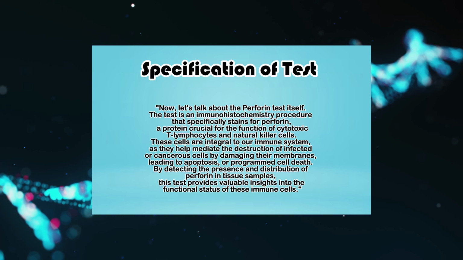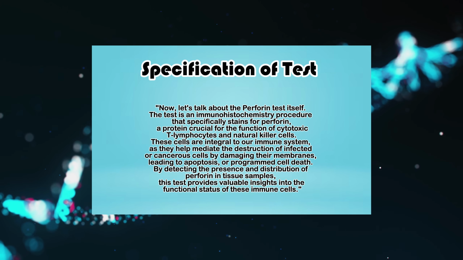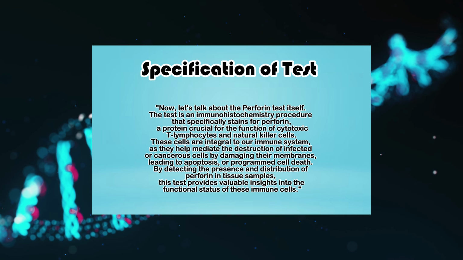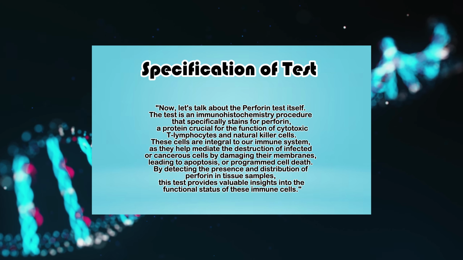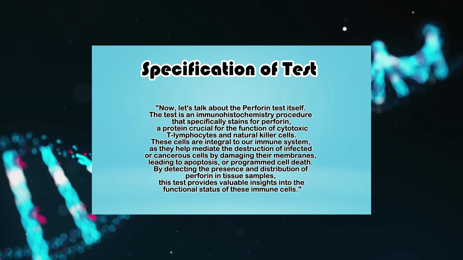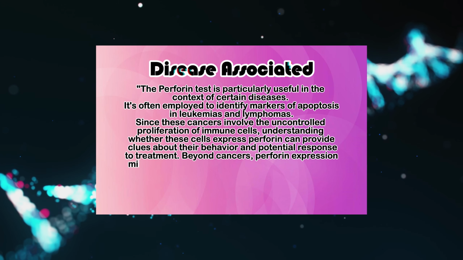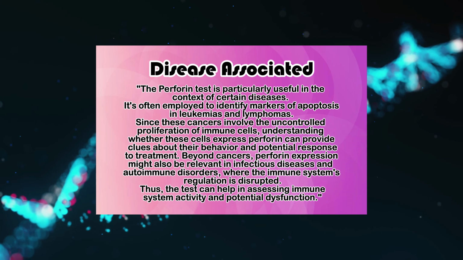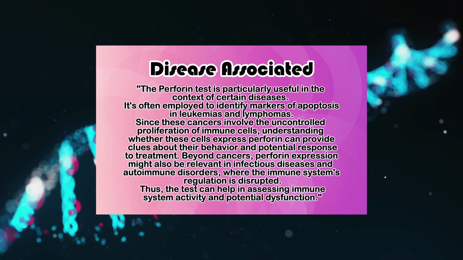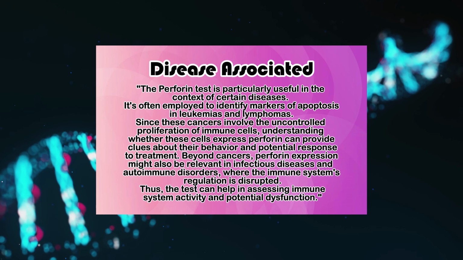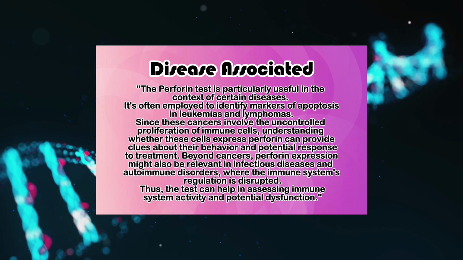By detecting the presence and distribution of perforin in tissue samples, this test provides valuable insights into the functional status of these immune cells. Diseases associated. The Perforin test is particularly useful in the context of certain diseases. It's often employed to identify markers of apoptosis in leukemias and lymphomas.